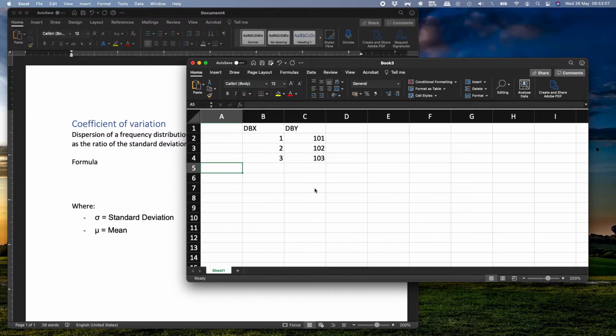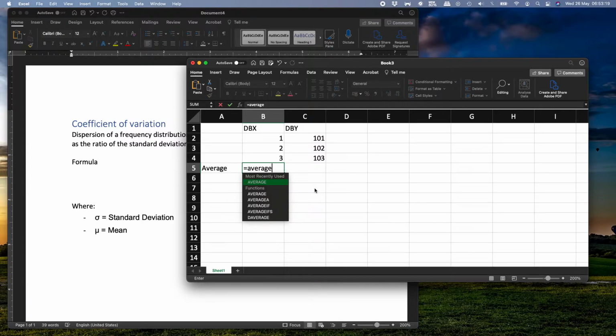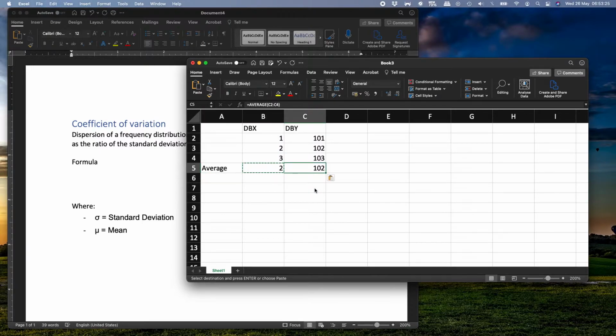Now, the first thing that we must consider is that the average of these two is quite different. So let's check out what this means. Average. For the first one, it's 2. And for the second one is 102. So the average between these two is completely separated. It's just way out there, right?